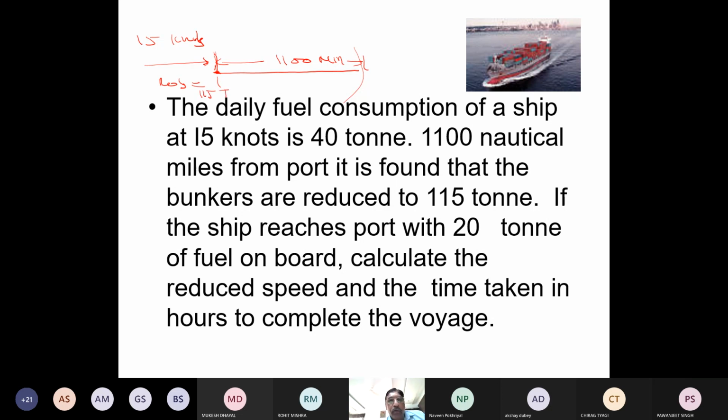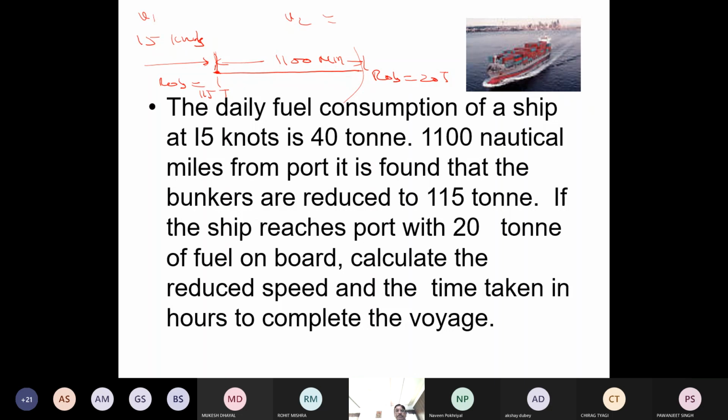Correct? Now I know I have still to go 1100 and I have unpumpable of 20 tons. So ROB on arrival should be 20 because that is unusable. I can't use it. Therefore, practically for this 1100 nautical miles, I have 115 minus 20, only that much usable oil. So if this is my V1, I have to reduce my speed to V2 in such a fashion that I consume only 115 minus 20, 95 tons of fuel during this passage.